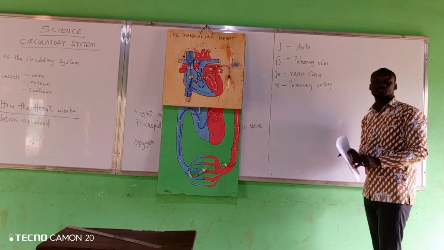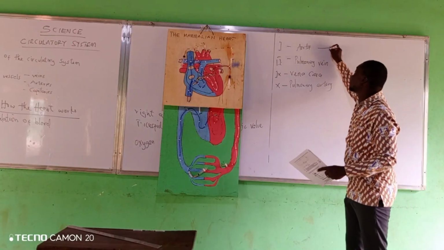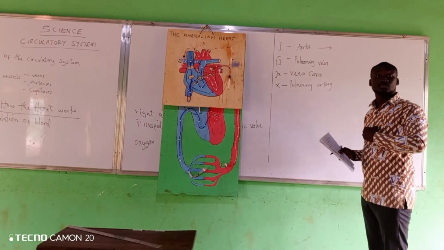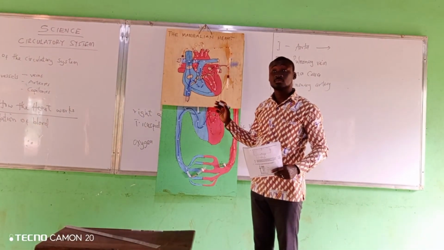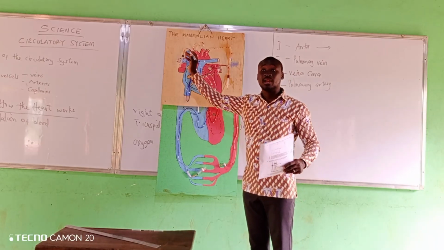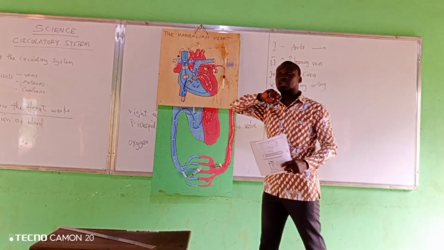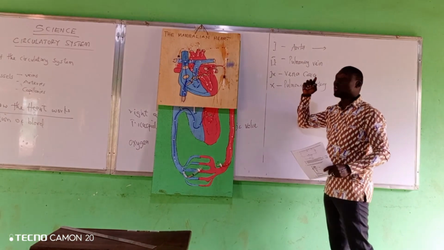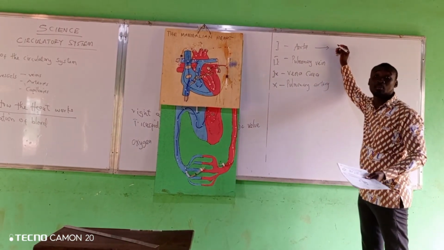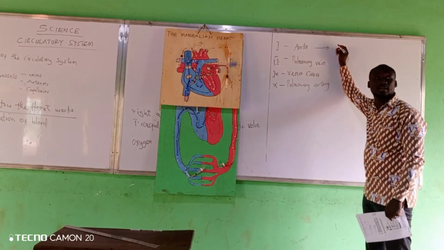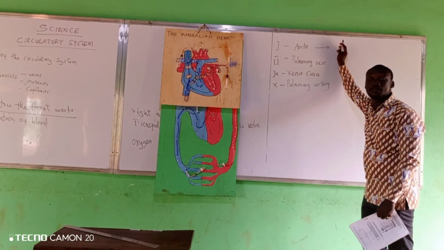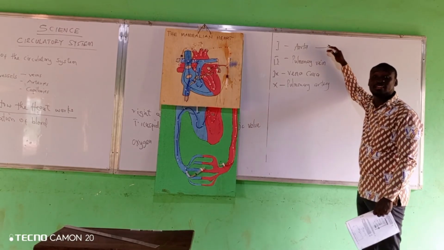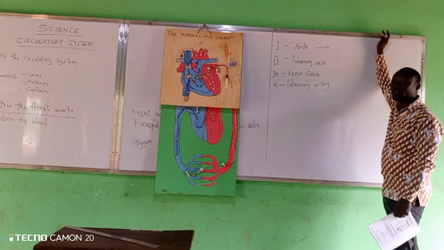So that's it. What is the work of the aorta? It takes blood to the other part of the body. Wow, that's perfect. So that's the aorta. It takes blood from the heart to the other part of the body.